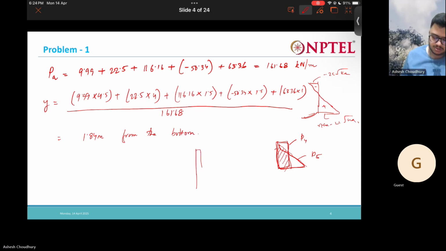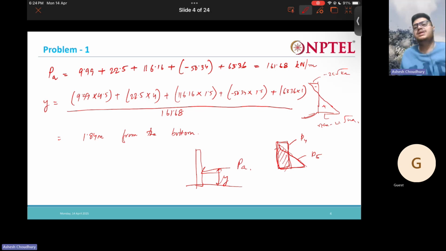So solve this and check the results by yourselves. There might be some mistakes that I might have made, so please solve it and check the answers.